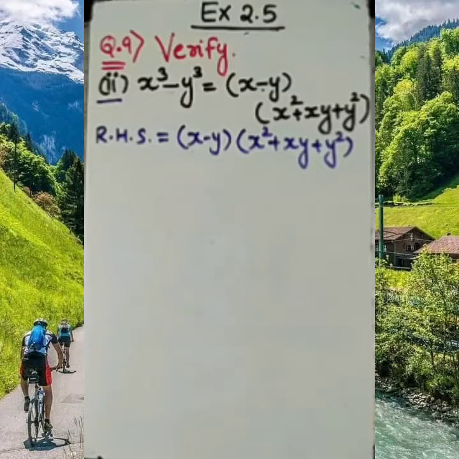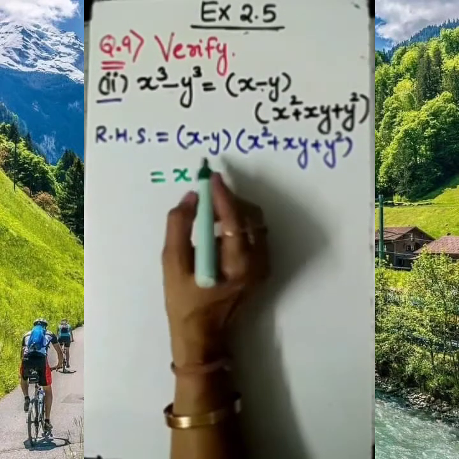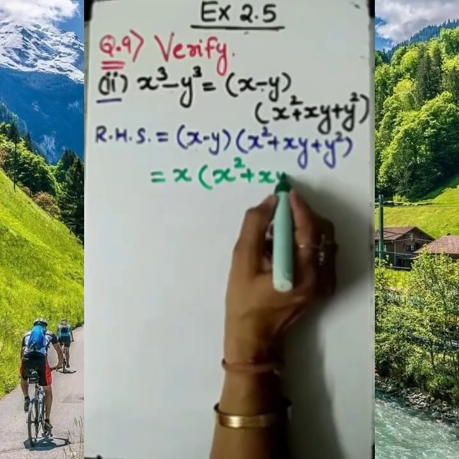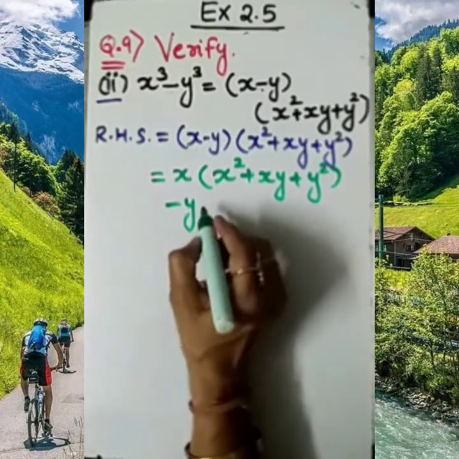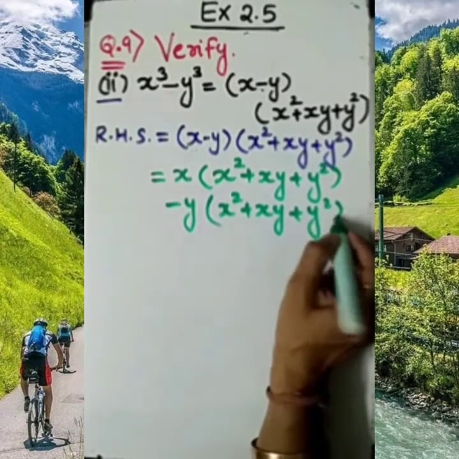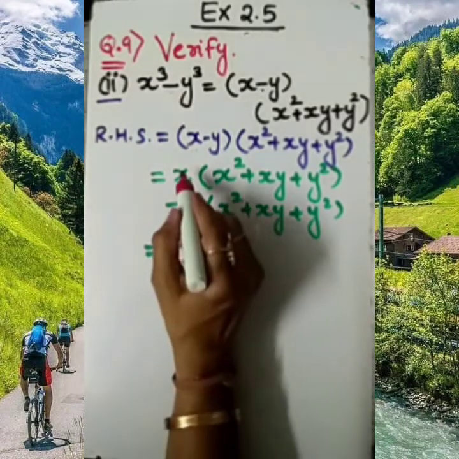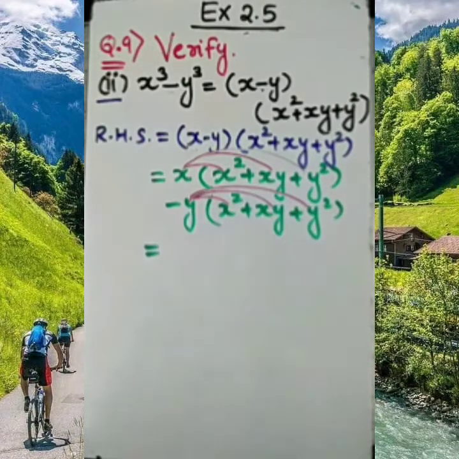So dear student, again here is the product of binomial with trinomial. Here the first term is x. I am going to multiply x with all these three terms inside the bracket. I am mentioning whatever we are given. And here minus y in bracket x square plus xy plus y square. As we know how to multiply, first term with the second term and then the third term, keeping this in mind, we are going to simplify.